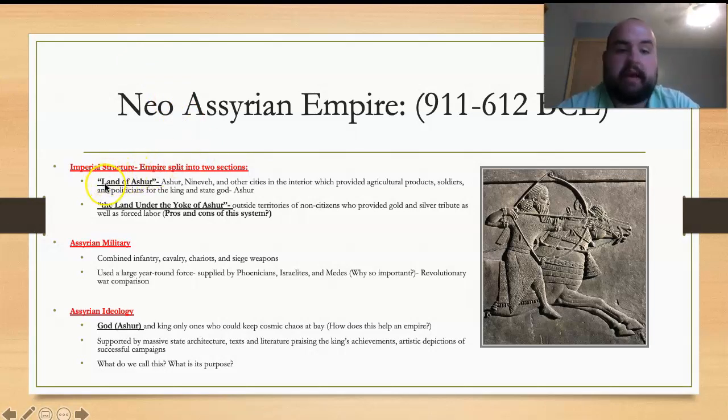First, you have the land of Ashur, which was considered to be some of the central cities of Assyria. You've got Ashur and Nineveh, for example, which were in the interior of the empire, and provided agricultural products, soldiers, and politicians for the king and their state god, Ashur, which again explains why this is called the land of Ashur. Outside, you had the land under the yoke of Ashur. These were outside territories of non-citizens, primarily conquered peoples, who gave gold and silver tribute to the empire, as well as forced labor. Now, what would maybe be the pros and cons of a system like this?